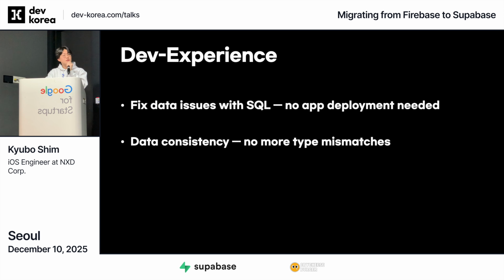The second thing is that the schema enforces consistency. We actually found during the migration that some populated fields were strings where there should have been numbers. Postgres won't let that happen.